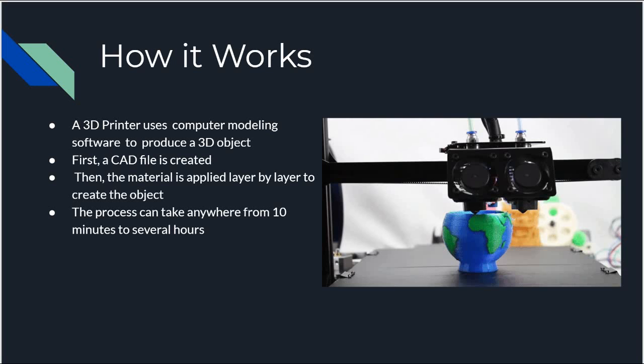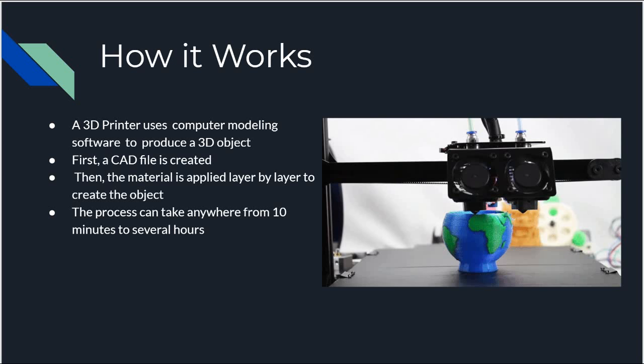To produce an object from a 3D printer, you must first start by creating a 3D model on a computer. The model is typically created using CAD software. This software allows you to create a digital model of the desired object and then send the file to the 3D printer to be printed.